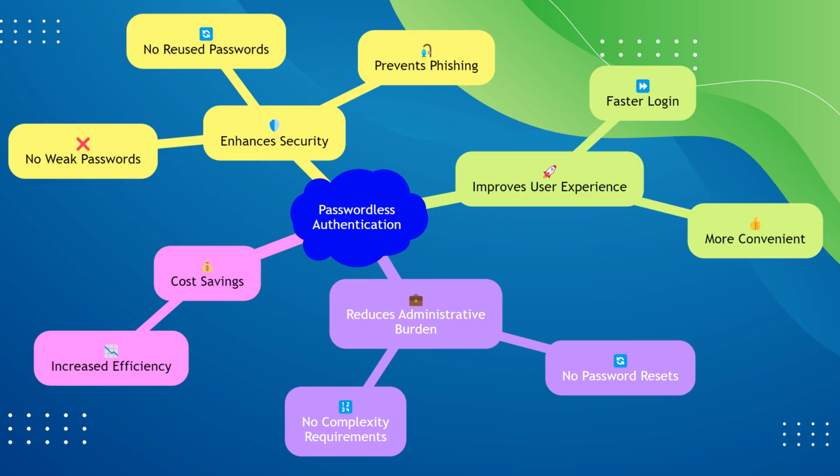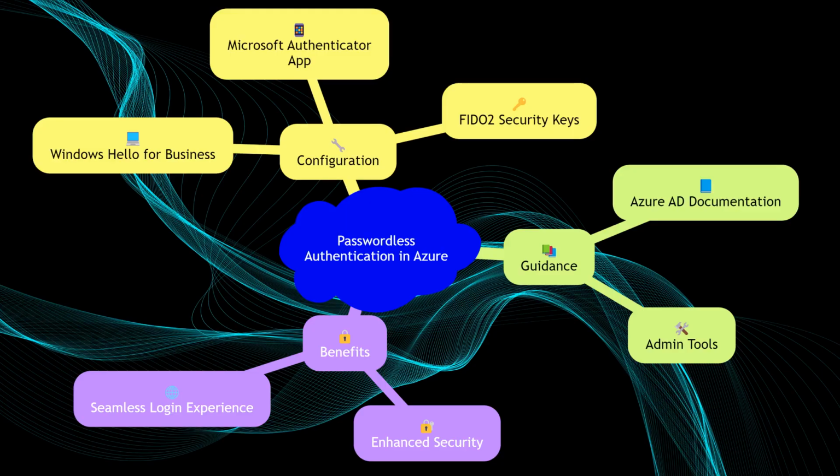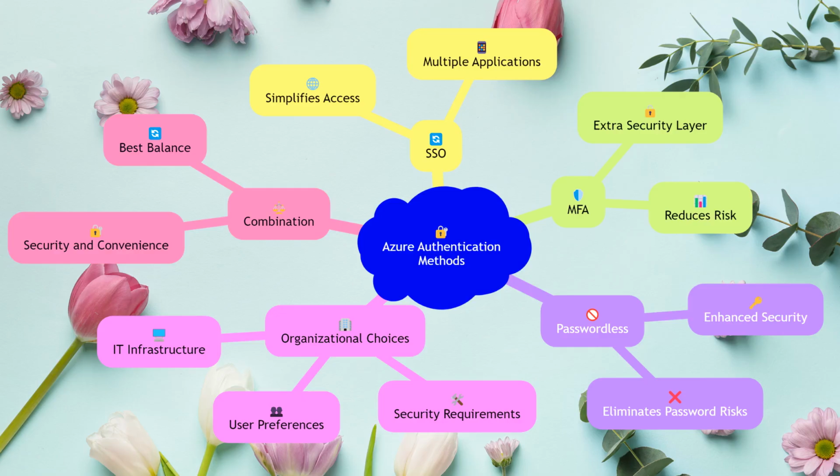and increased efficiency. Implementing passwordless authentication in Azure involves configuring Azure AD to support passwordless methods. This includes setting up Windows Hello for Business, configuring the Microsoft Authenticator app, and enabling FIDO2 security keys. Azure AD provides detailed guidance and tools to help administrators implement and manage passwordless authentication, ensuring a secure and seamless login experience for users.